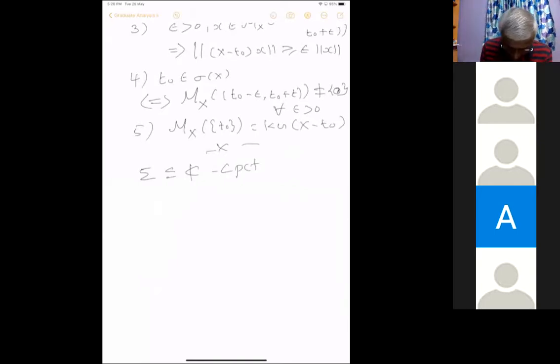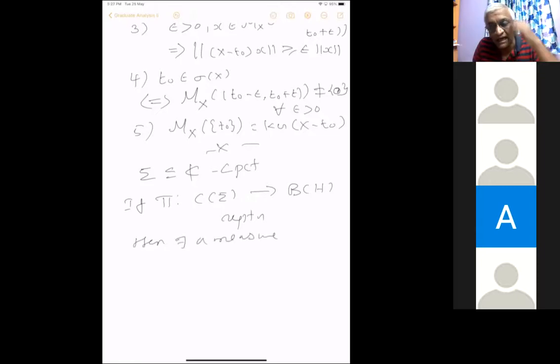Then if pi is a representation from C of sigma to B of H, which means a unital star representation, a star homomorphism from C of sigma to B of H, then there exists a measure. So any doubt from the last class about this measure construction and all that?